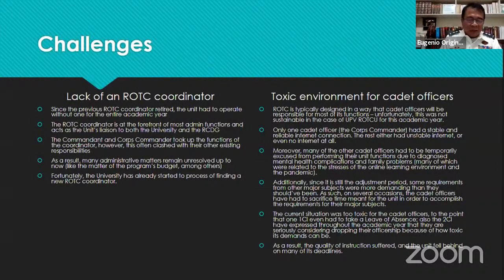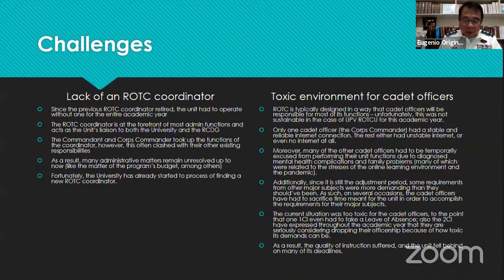I suggested even before that if possible, the budget intended for ROTC should be given immediately to the ROTC office through the commandant or the corps commander or the logistics officer, so that in the event that we need the money for our activities, we will just get it from that fund and maybe liquidate the same like other schools are doing. But in UP, it's quite very hard. Fortunately, the university has already started to process finding a new coordinator at this time to assist us.